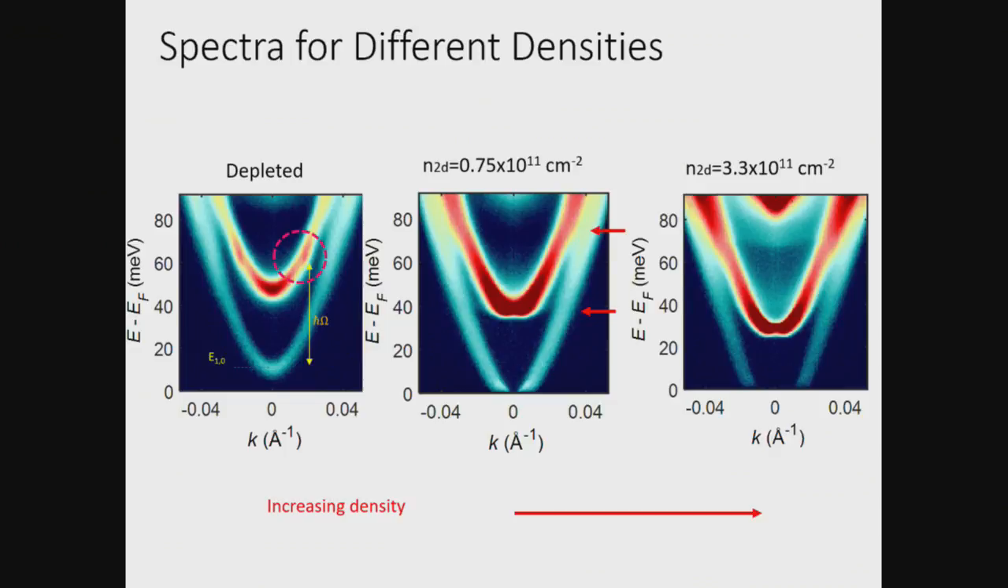So here we have three tunneling spectra at different densities. As you first expected, as we increase the density, the parabolic dispersion is shifted down below the Fermi energy so that we have more occupied states below the Fermi energy. But what's more interesting in this spectra is that we discovered some kinks of the dispersion and large broadening at some places in the tunneling spectrum.